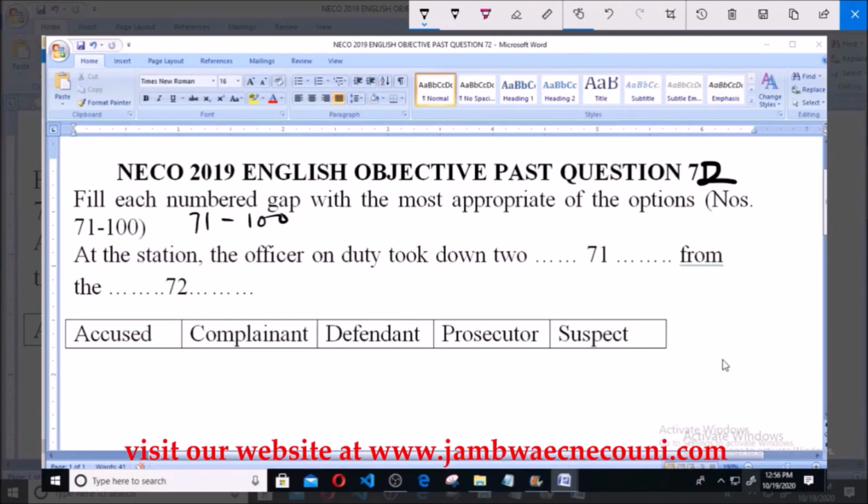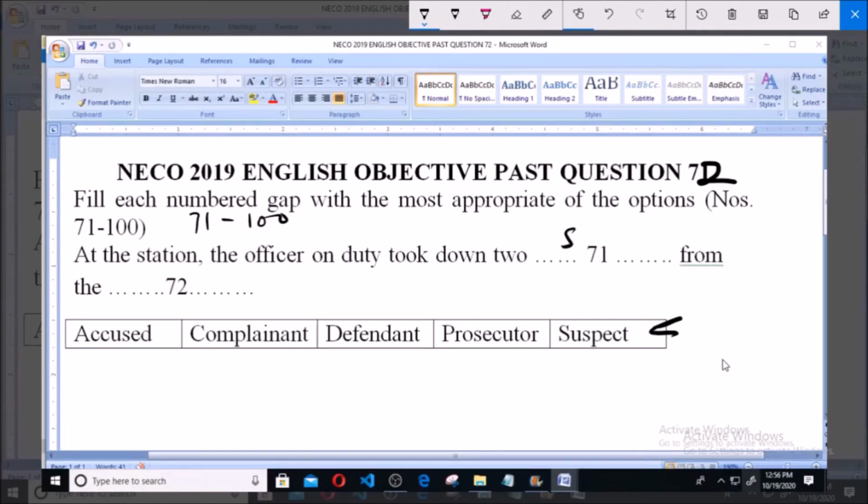Now remember, in question number 71, we said that the officer on duty took down two statements from the dash. Options: A. Accused. B. Complainant. C. Prosecutor. D. Defendant. E. Suspect.